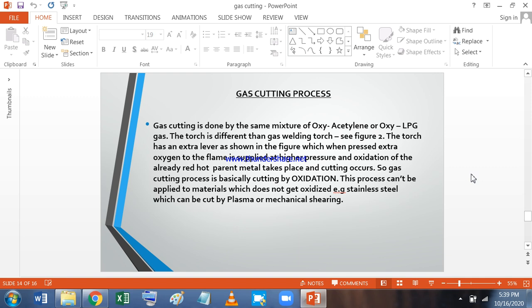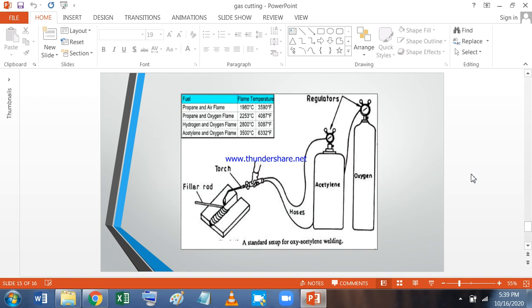This process can't be applied to materials which do not get oxidized. For example, stainless steel, which can be cut by plasma or mechanical shearing, cannot be cut by the gas cutting method. Here, the setup of gas welding is given.